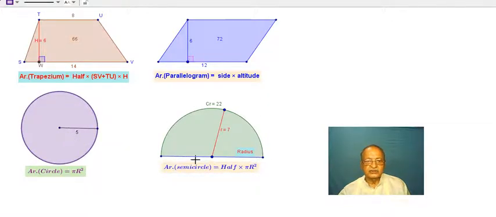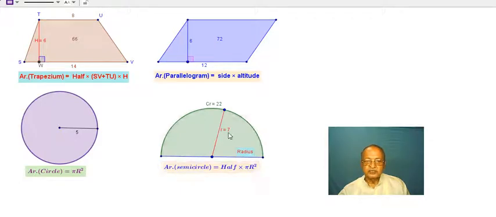Now area of a semicircle. Semicircle means half of the circle. This is the diameter and this is a radius. This is also a radius. All radii are equal. Here radius is 7. So half of pi r square, half of the area of a circle, so half of that will give us the area of the semicircle.